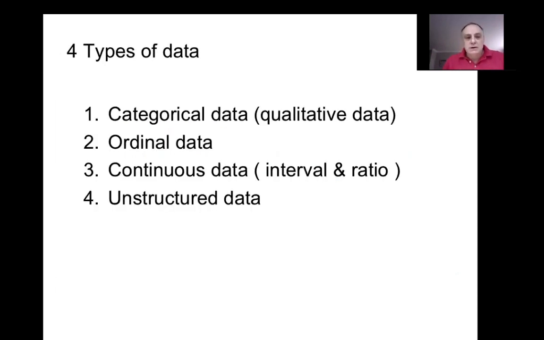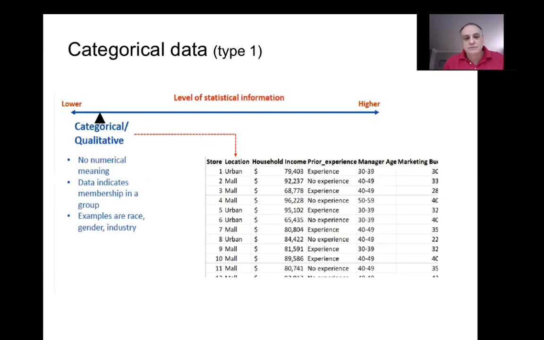So we're going to look at the 4 types of data. Important for you to understand this. We've got categorical data, also known as qualitative data. We've got ordinal data, continuous data, which is split into 2 types, interval and ratio. And then there's also unstructured data.